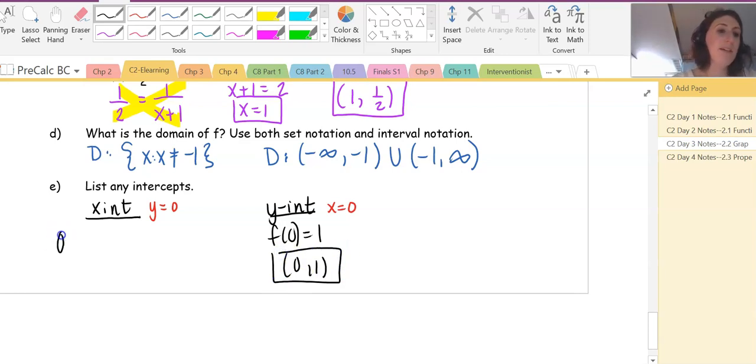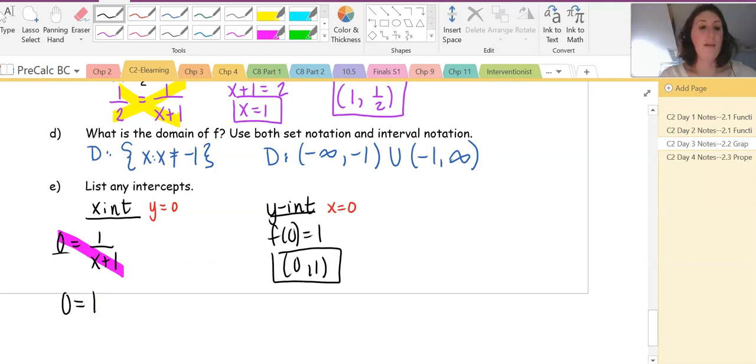X-intercept, we plug a 0 in for y. And again, when in doubt, cross multiply. And look what happens. You just get a 0 equal to, I mean, it wouldn't matter what was down here. It's 0 equals some number, right? I'll just say 0 equals 1, which can't happen. So what this means is there is no x-intercept.